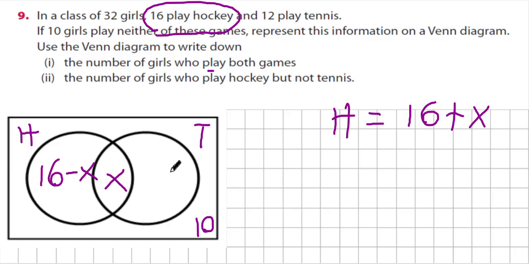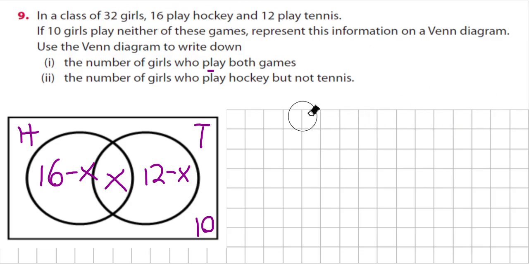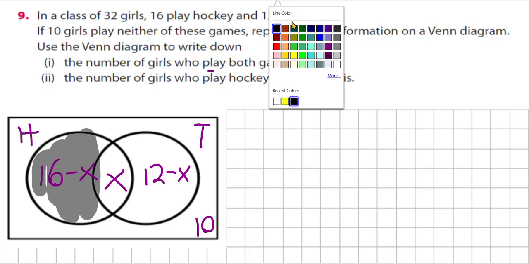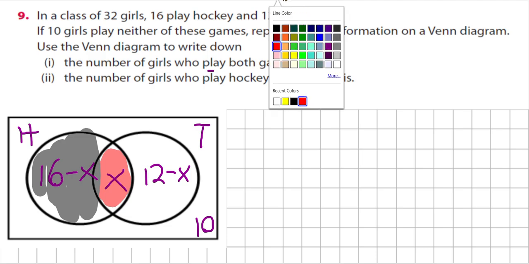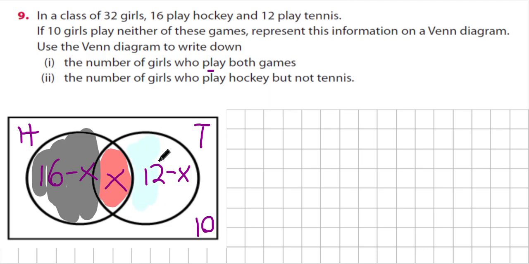And what about in here? 12 minus X. You all good? Happy days. Now, here's what we're going to do. What happens when we add up all 4 regions? Do you know what I mean by 4 regions? This is... Oh, that's a terrible color, but we'll use it. That's region 1. This is region 2. This one's region 3. Everybody see region 3? And which one's region 4? The outside. See why there's 4 regions?